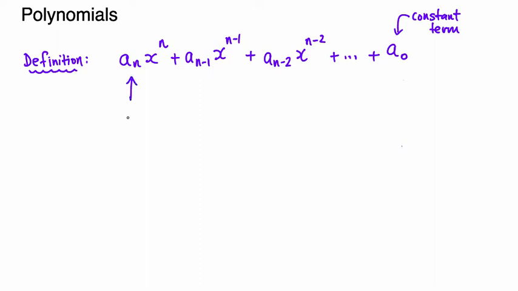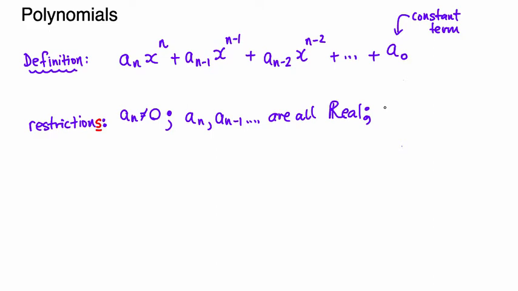And there's a condition on this. This beginning term here, a_n, will never be 0. Otherwise you wouldn't have any x^n's. So that's one restriction. So that cannot equal 0. And another restriction is that all those coefficients are real numbers. So you won't get any imaginary numbers, and the n values have to be whole numbers.